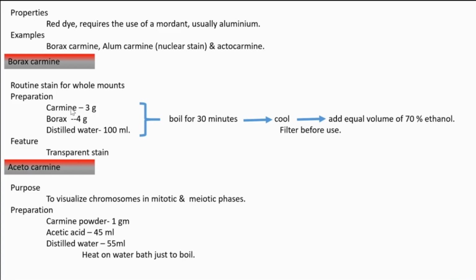For this preparation: carmine 3 gram needed, borax 4 gram, and distilled water 100 ml. All these need to be boiled for 30 minutes. After 30 minutes of boiling, cool it and add an equal volume of 70% ethanol. Then filter it whenever we need to use it. An important feature of this stain is that it is a transparent stain. Transparent means it can permit the passage of light.